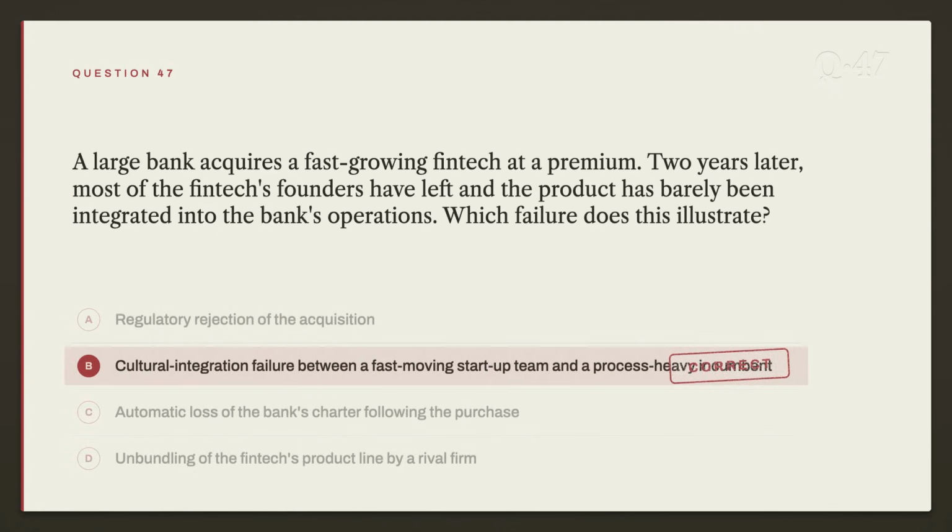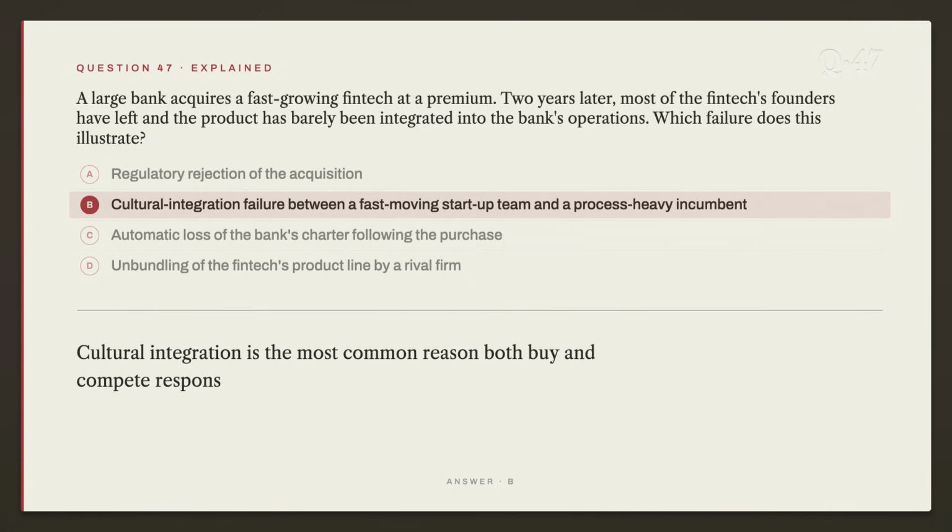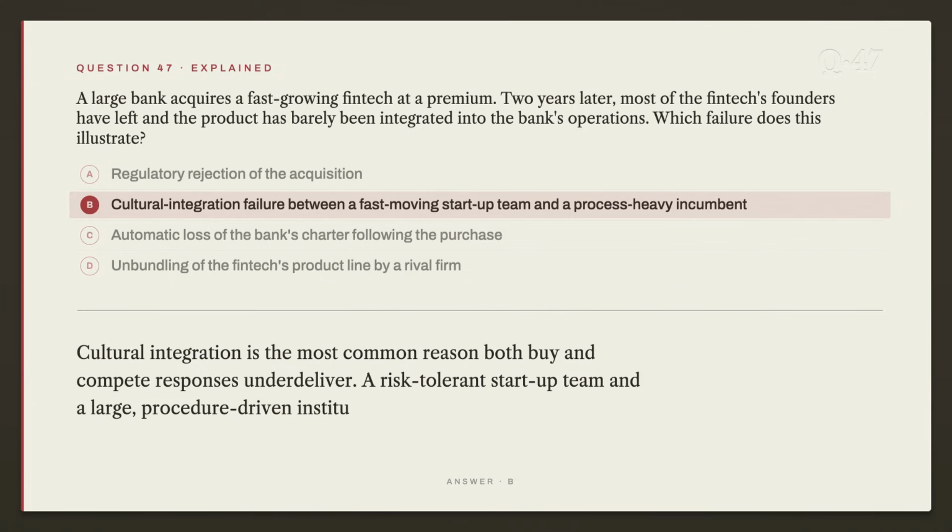The correct answer is B. Cultural integration failure between a fast-moving startup team and a process-heavy incumbent. B is correct because cultural integration is the most common reason both buy and compete responses under-deliver. A risk-tolerant startup team and a large, procedure-driven institution frequently fail to mesh, and the talent that made the acquisition valuable walks out the door. The lesson is not that acquisitions never work, but that their value depends on retaining the people and the working culture that created it.